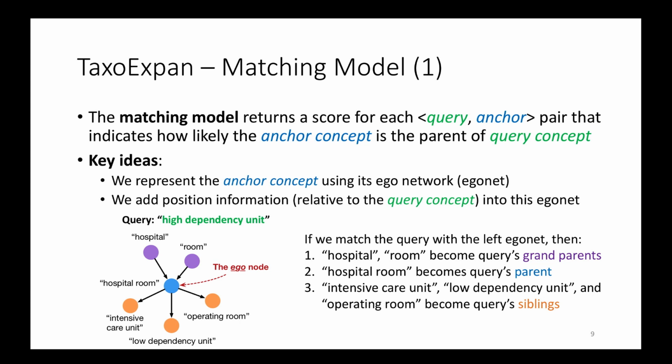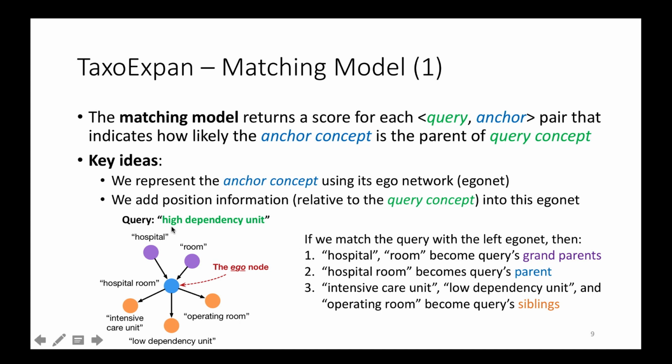And there are two key ideas in our matching model. First, we try to represent the anchor concept using its ego network, in short, EgoNet. So this EgoNet will capture the surrounding neighborhood information centered on the anchor concept, that is the ego node. The second idea is that we want to add the position information into this EgoNet. And this position information is the relative position of each node in the anchor concept's EgoNet relative to the query concept. So what does this mean?